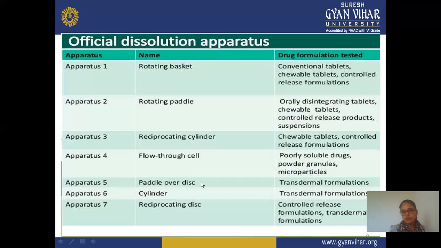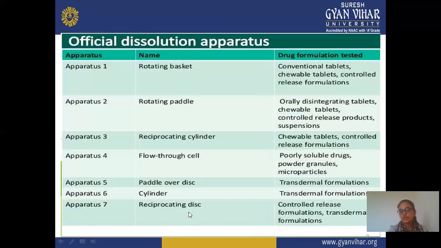Next is apparatus 5. In this, paddle over disc is mainly only for transdermal formulation, for example a transdermal patch. So for those formulations that are transdermal, you perform the dissolution with the help of this paddle over disc. Next, type 6, that is cylinder. This also requires transdermal formulation, and you perform the dissolution testing of transdermal formulation.